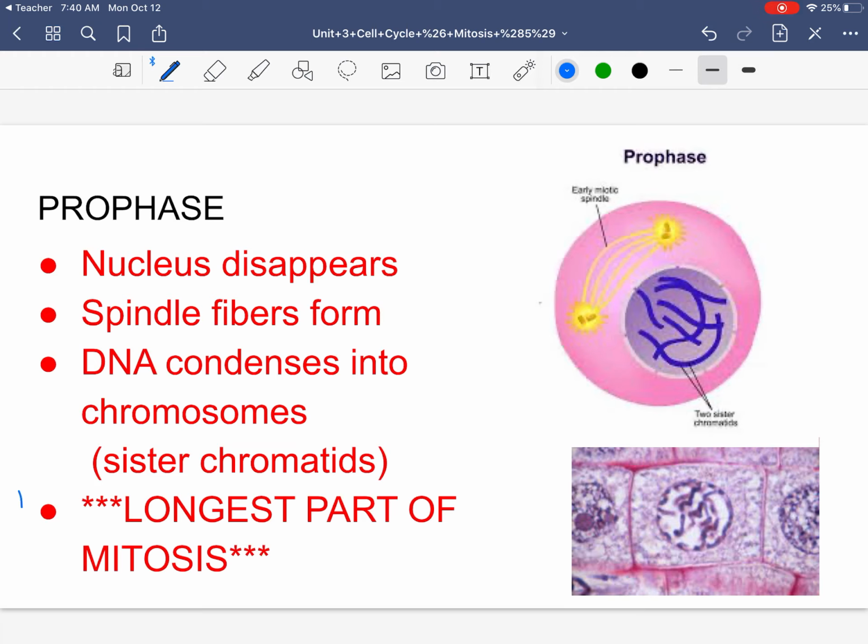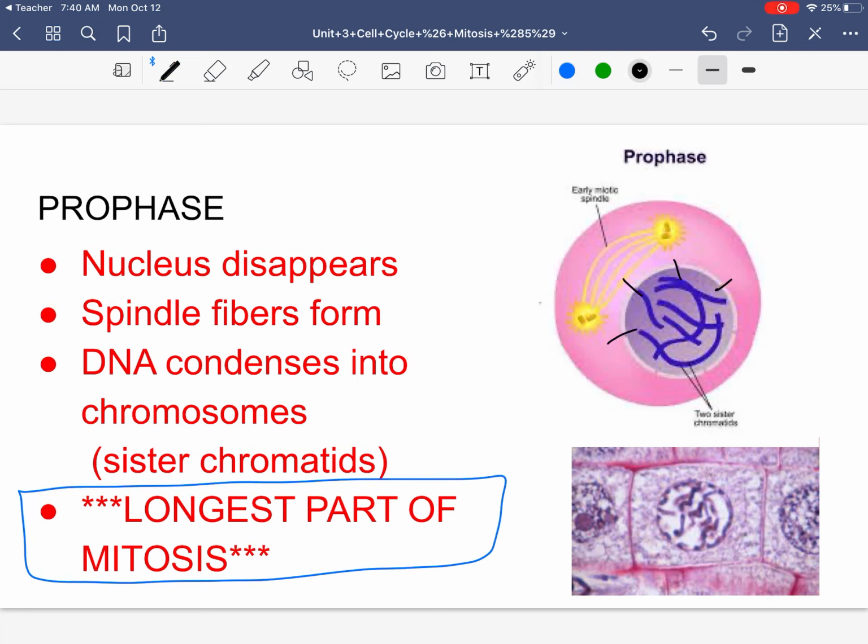Prophase is going to be the longest phase of mitosis. Basically, your nucleus is breaking up, so you can see these little jagged lines. Your nucleus is disappearing. These spindle fibers, which are these long string things, are going to start appearing. Your DNA is condensing, so it's getting smaller, closer together, closer and tighter.